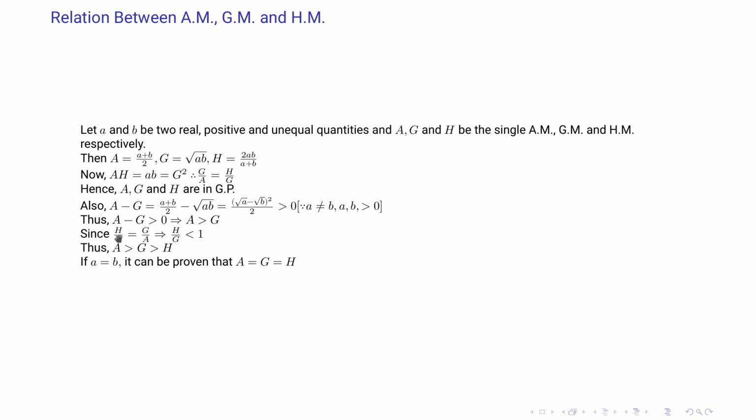Now we also have that H by G is equal to G by A. That means H by G will be less than 1, which implies that A is greater than G, which is greater than H. Now if A is equal to B, we can prove that arithmetic mean is equal to geometric mean is equal to harmonic mean.